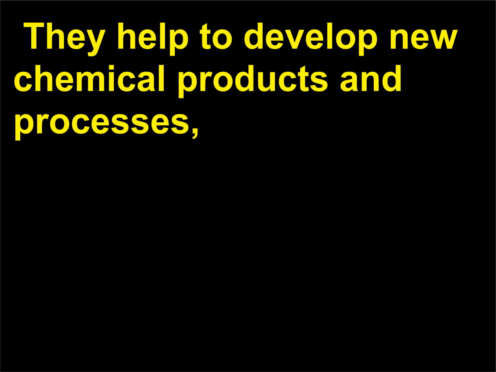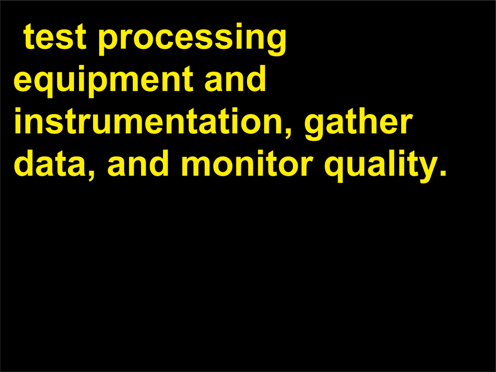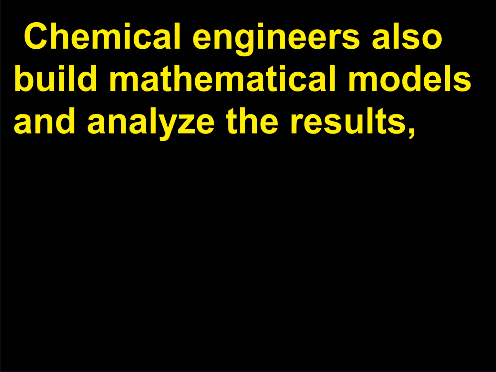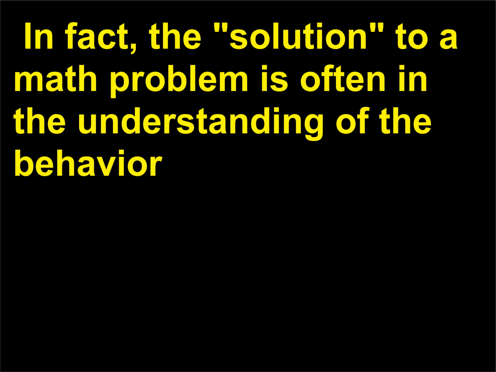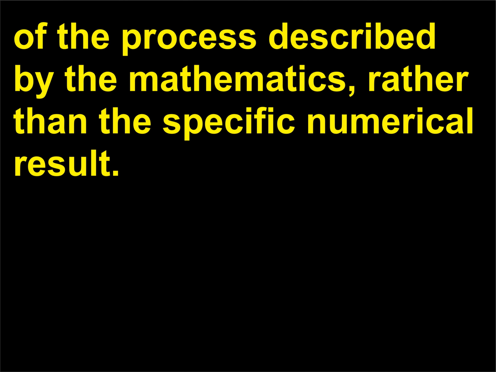They help to develop new chemical products and processes, test processing equipment and instrumentation, gather data, and monitor quality. Chemical engineers also build mathematical models and analyze the results, mostly to help understand the performance of a process. In fact, the solution to a math problem is often in the understanding of the behavior of the process described by the mathematics, rather than the specific numerical result.